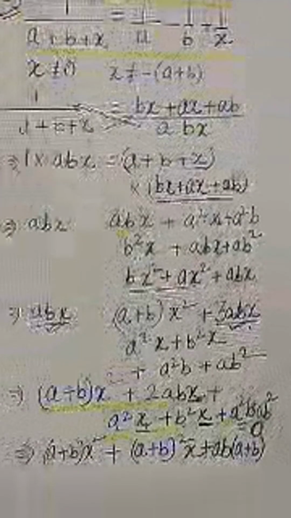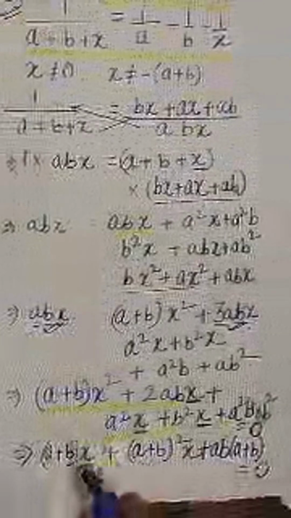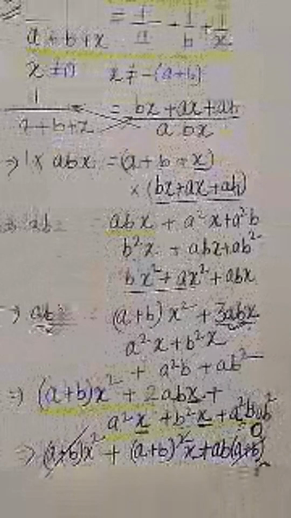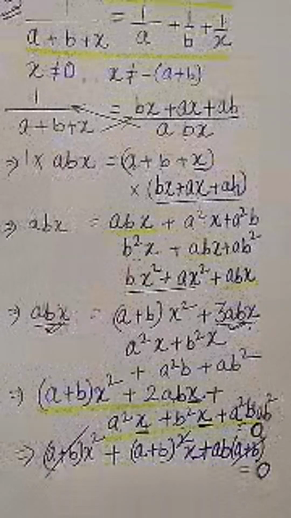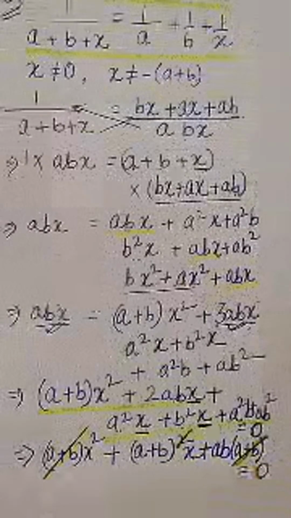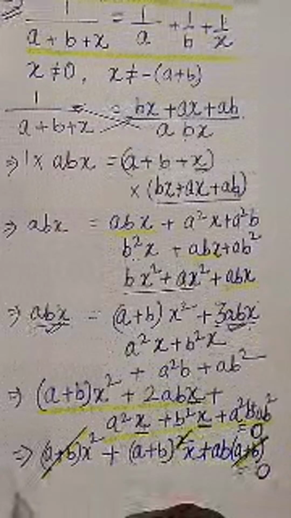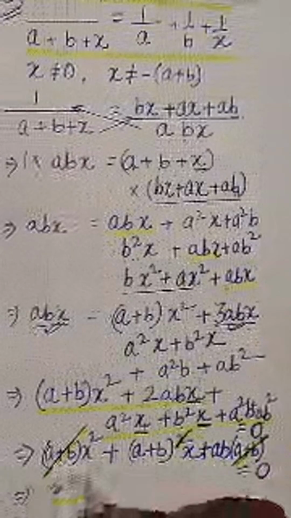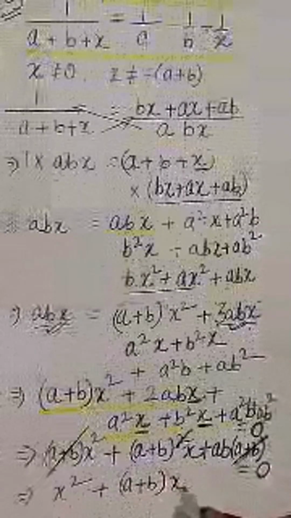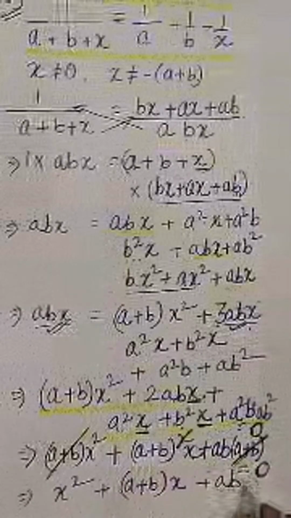Let me say all this is equal to 0. Now you can see a plus b here, a plus b here, because 2 times, and here also a plus b can be cancelled out, right? This will be cancelled out, a plus b, 1 a plus b, and here a plus b, and we are left with x square plus a plus b times x plus ab.